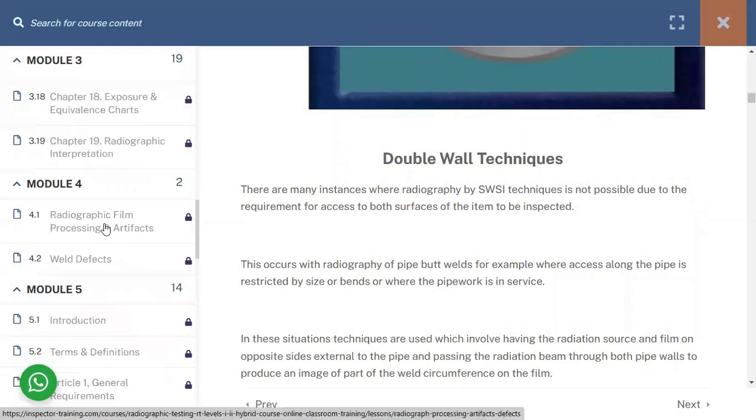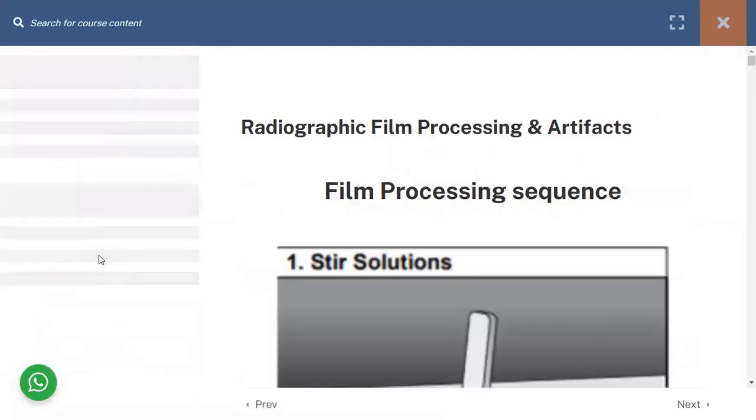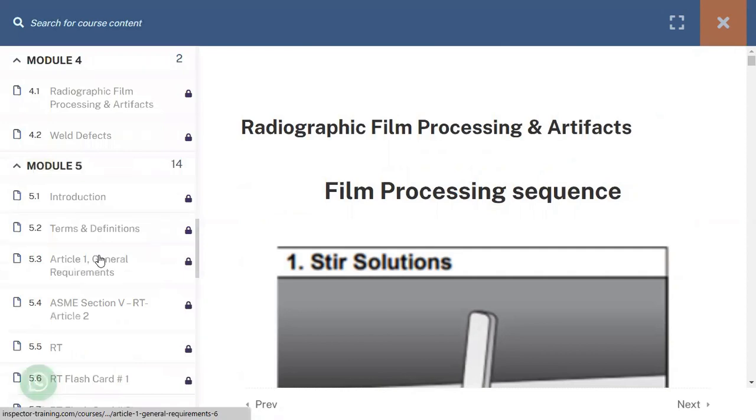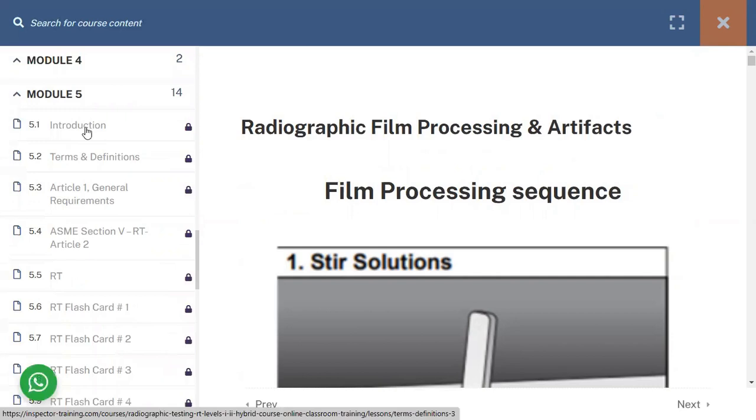On Module 4, we will be talking about radiographic films, processing and artifacts, and then also weld defects, what it looks visually and what it looks like if it is surface weld defects, and what it looks like if it's internal or inherent on the radiograph. And then on Module 5, we'll be talking about ASME Section 5. After the introduction, there is an extensive terms and definition. And that also, every single one comes with a video and explanation.